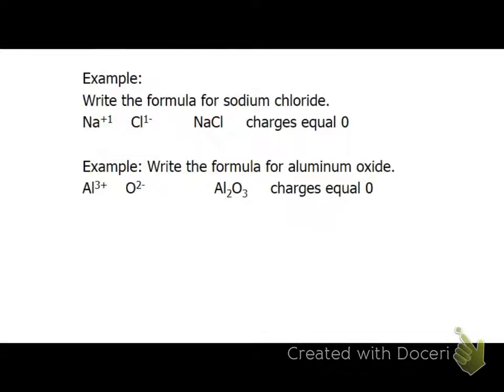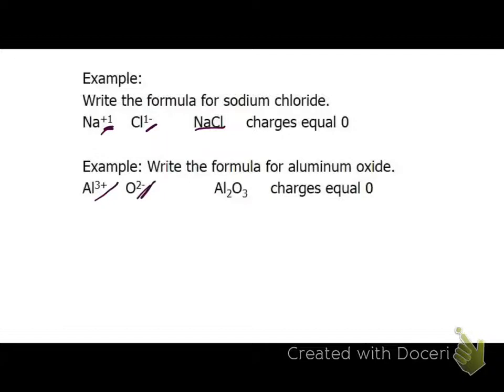All right, so here we go with how to balance these out. Remember, we want our charges to be equal to 0, so our positives and our negatives have to be the same. So in this case, I had sodium, which is a group 1 metal, and it's got a +1, and then chlorine has a -1. And so we're going to put those together as NaCl because they're already balancing themselves out and their charges are equal to 0.